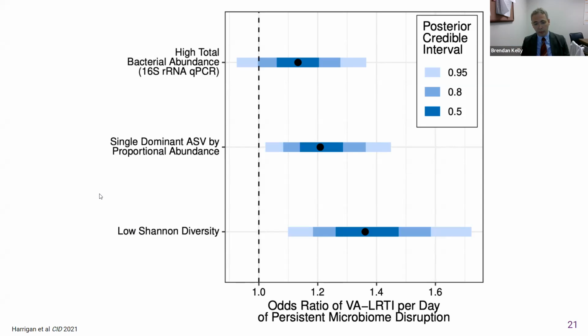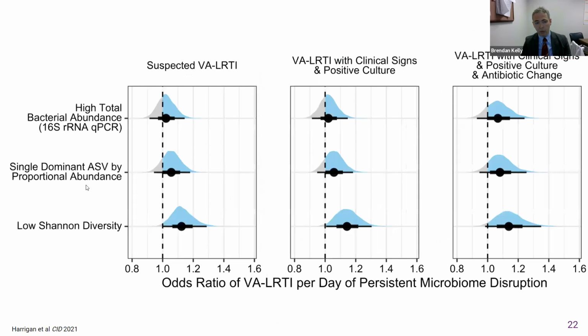And we found from a purely predictive standpoint that having low diversity was the best predictor, the clearest predictor of risk of ventilator-associated lower respiratory tract infection. And here the odds ratio is about 1.36, and here's the 95% credible interval. It's a Bayesian model. But all of these things had some predictive power, and some were just less well equipped at discriminating risk for VAP.